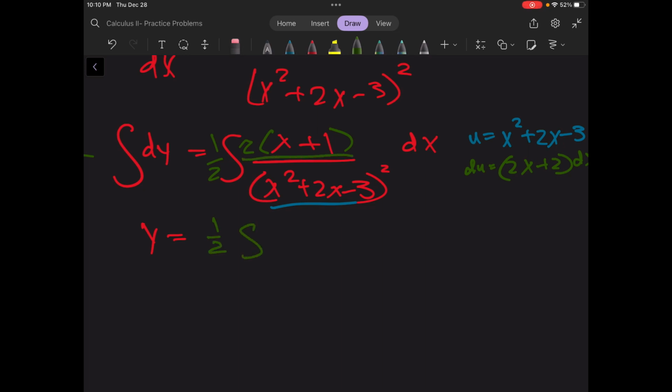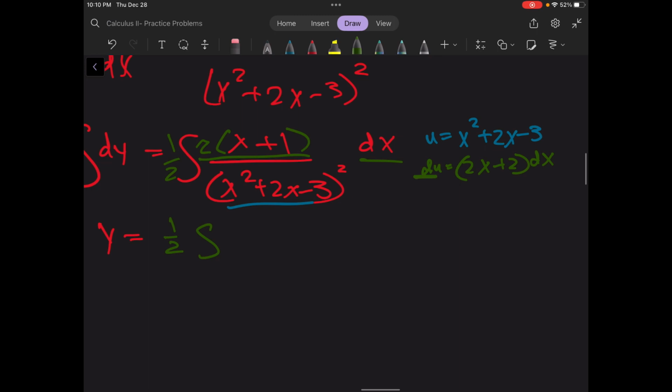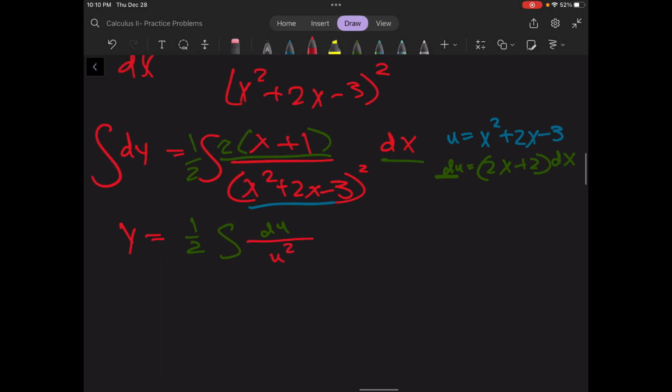And notice that this and this make our du. And of course on the bottom we have u squared. So it would be du over u squared. And this is just an easy power rule. So we have 1/2. Really, this is u to the negative 2 du.